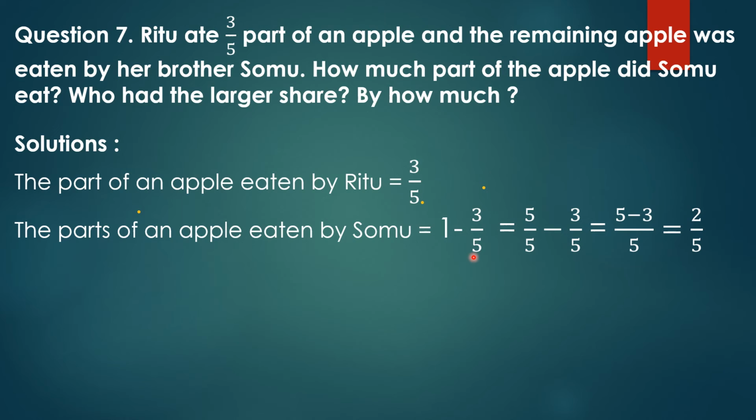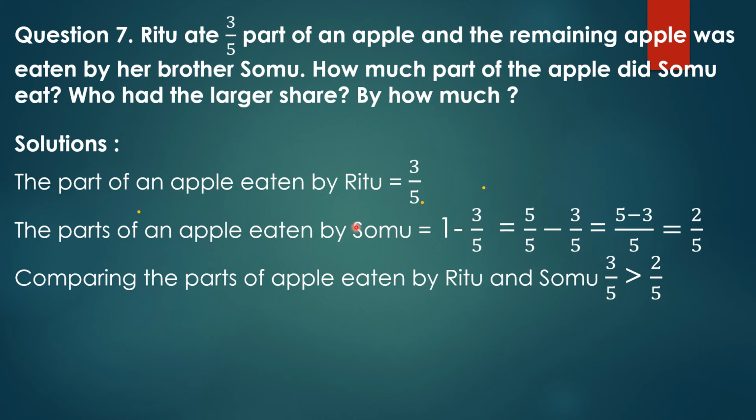To find out the part of an apple eaten by Somu, we have to do 1 minus 3 by 5. 1 can be written as 5 by 5 minus 3 by 5. Here the denominators are the same, therefore do the subtraction of the numerators. 5 minus 3 divided by 5 is equal to 2 by 5. So this is the part of an apple eaten by Somu. So we know the part of an apple eaten by Ritu and Somu.